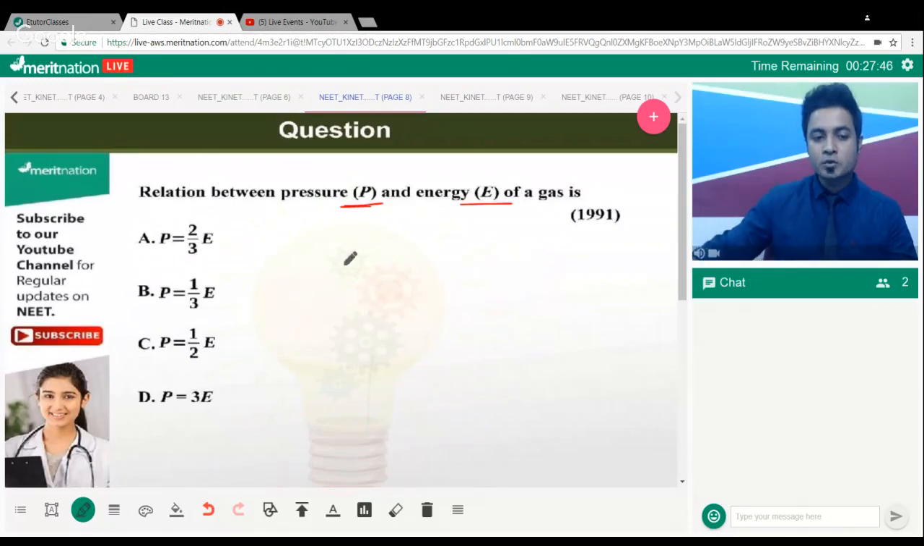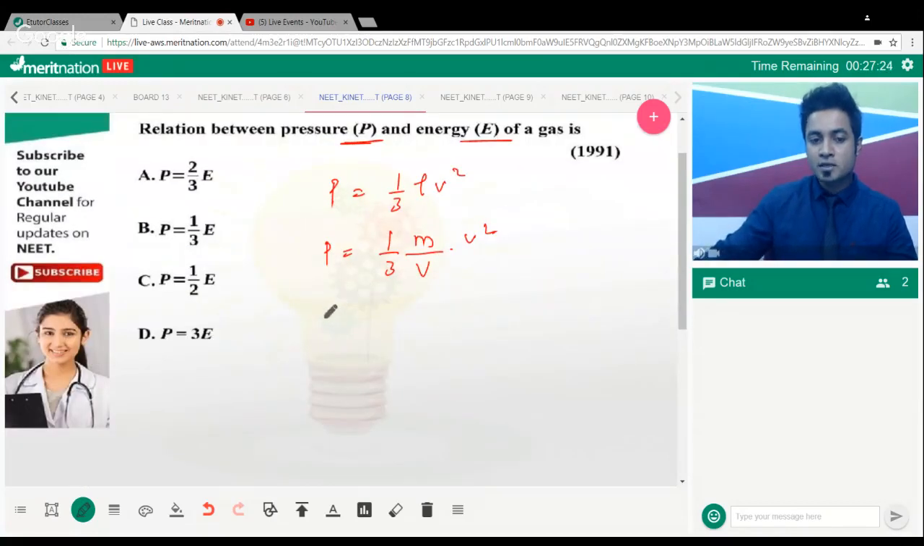So what you can do here, guys, is this: the pressure P is 1 by 3 rho v square, and you can write it in this way, 1 by 3 rho v square. What is rho? Rho is nothing but mass upon volume, right? This v and this v are different. So you can write it as PV is equal to 1 upon 3 m v square.